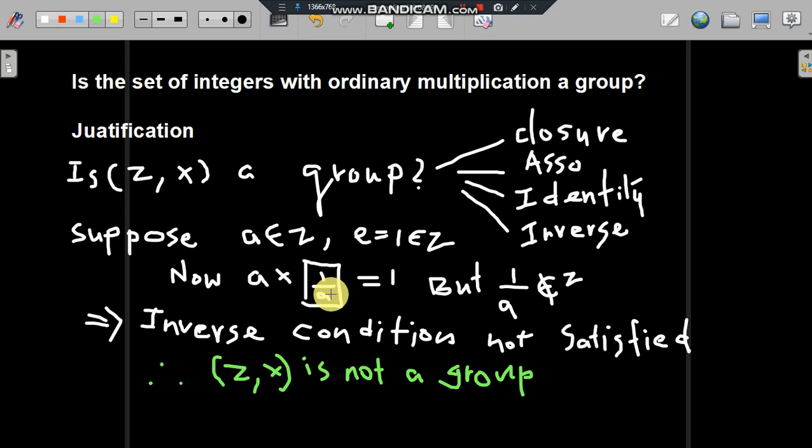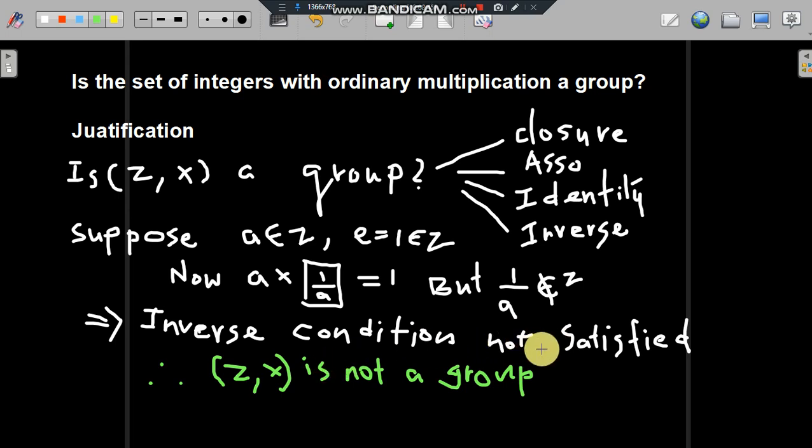But 1 by A only suits this situation, but 1 by A does not belong to Z, because Z consists of all numbers 0, 1, 2, 3, 4 like that, and minus 1, minus 2, 3 like that. So this fractional number will not come in Z. Therefore we cannot find, for all A, a number such that if you multiply that with this number, we get an identity. So the inverse condition is failing here.